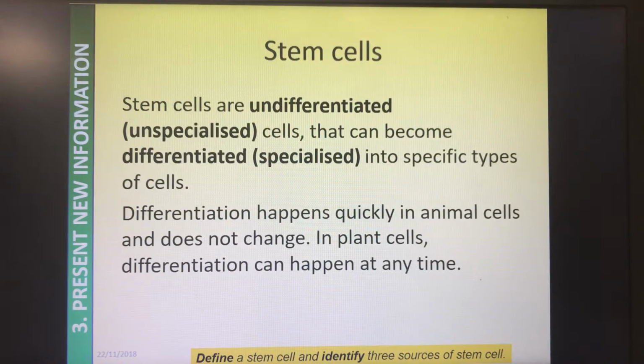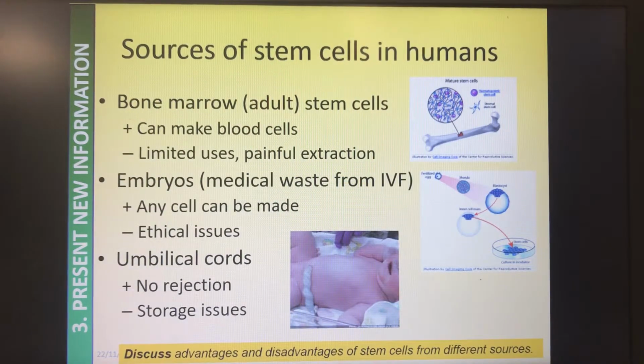In animals, differentiation happens very early on, and in plants, it can happen at any point in time. So we've got three sources of stem cells in humans. First of all, we've got bone marrow, which can sometimes be referred to as adult stem cells, but this doesn't mean that they have to just come from adults. It means that they don't come from a small embryo.